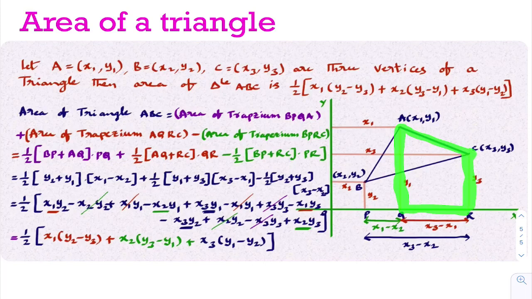So you identified the second trapezium. Now, what is the third trapezium? The third trapezium is BPRC. This is the third trapezium. I hope you are understanding. I'll quickly recall those 3 trapeziums. This is the first trapezium, this is the second trapezium, and this is the third trapezium. Total 3 trapeziums are there here.